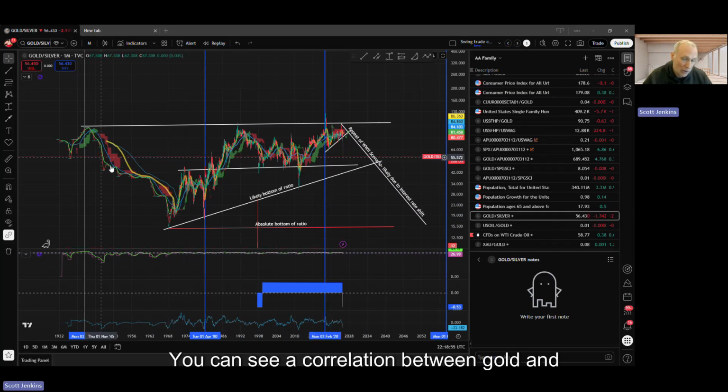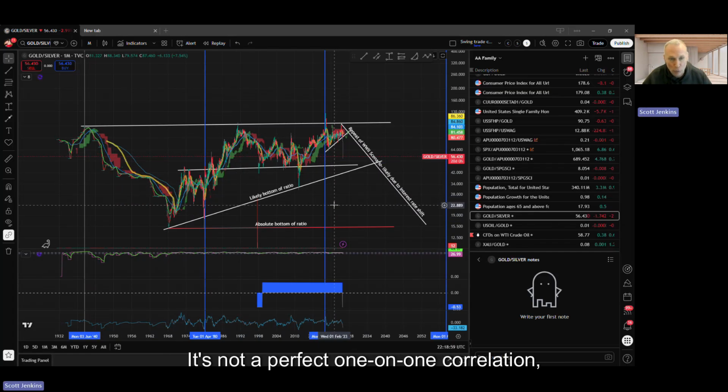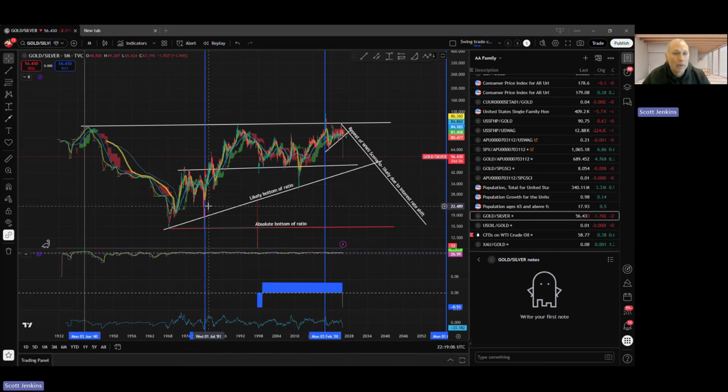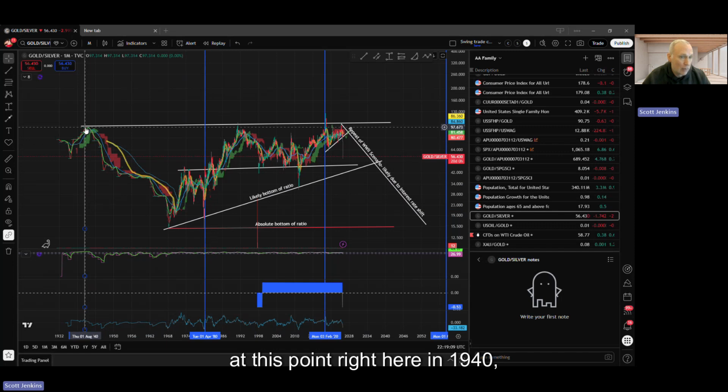You can see a correlation between gold and silver during these times. It's not a perfect one-on-one correlation, but there is some correlation to interest rates here. All right, so at this point right here in 1940, gold was expensive when measured in silver, okay? It took 98 ounces of silver to buy 1 ounce of gold.